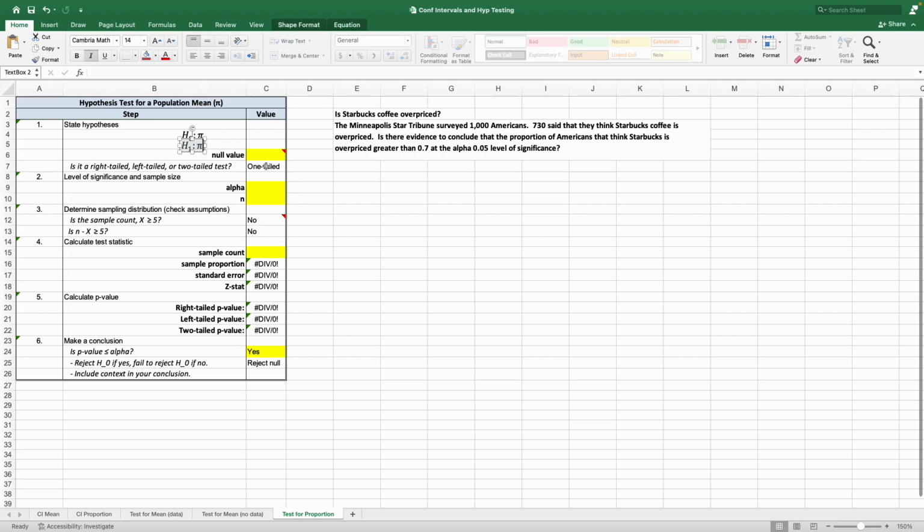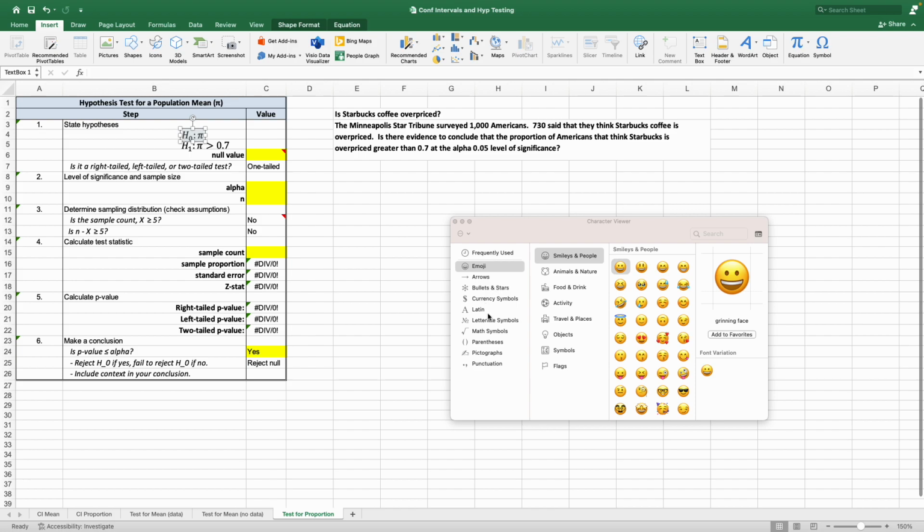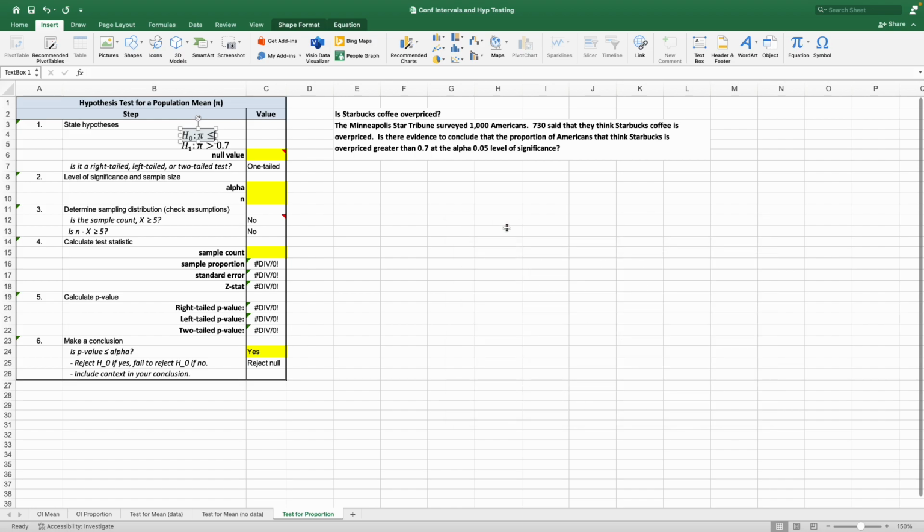So let's start with the hypotheses. So we think that this might be greater than 0.7, and then the null would be, do insert symbol, math, less than or equal to, close that, and then 0.7. Okay, so we've written the hypotheses, the null value. We think the null value is 0.7. Okay, alpha, we are told, is 0.05.